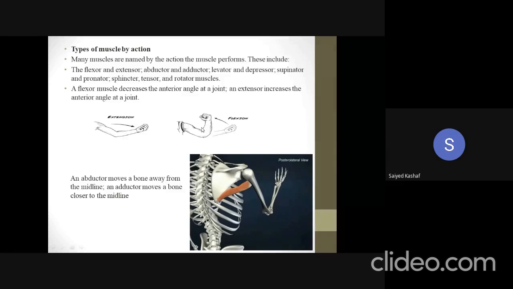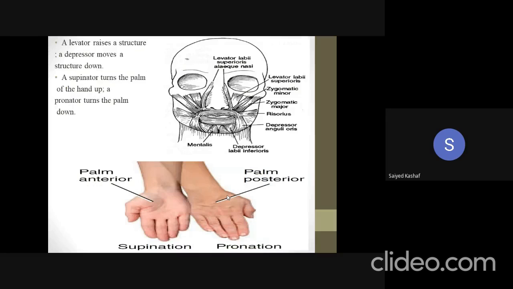Now the second one is the abductor, which moves a bone away from the midline of the vertebral column, and the adductor moves a bone closer to the midline. You can see as we raise our hand up, this muscle moves away from the midline, and as we put our hand back to its original position, this muscle comes back to its original position. Another one is the levator, which raises a structure, and the depressor moves the structure down.